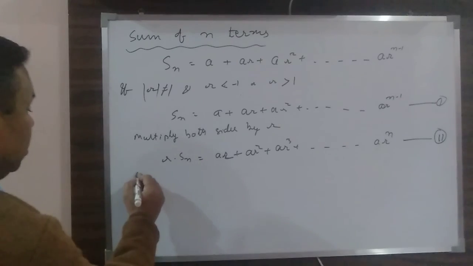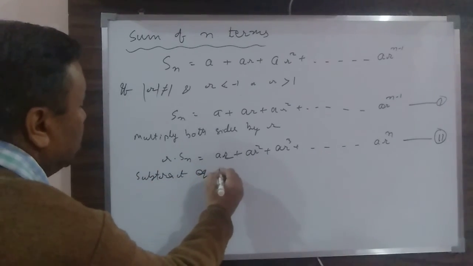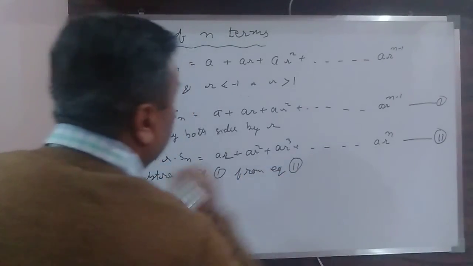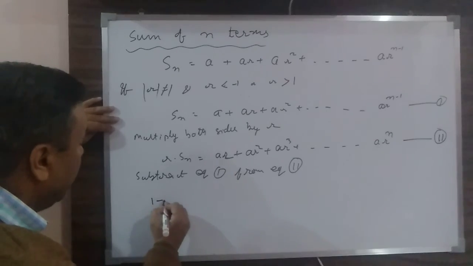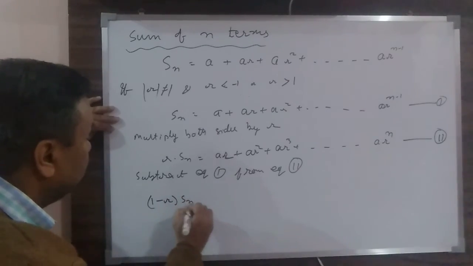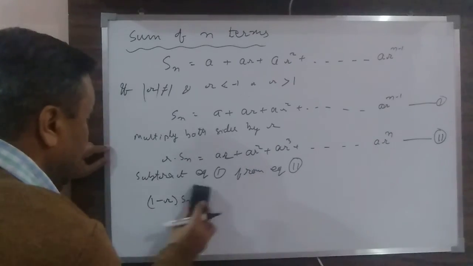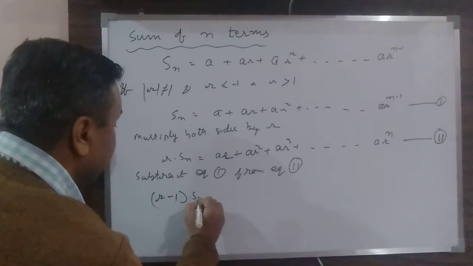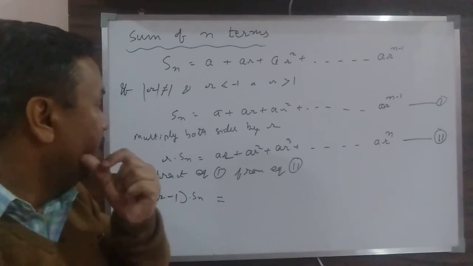Now subtract equation 1 from equation 2. What do you get? From the left hand side I get (r minus 1) Sn, and on the right hand side you see what will happen.